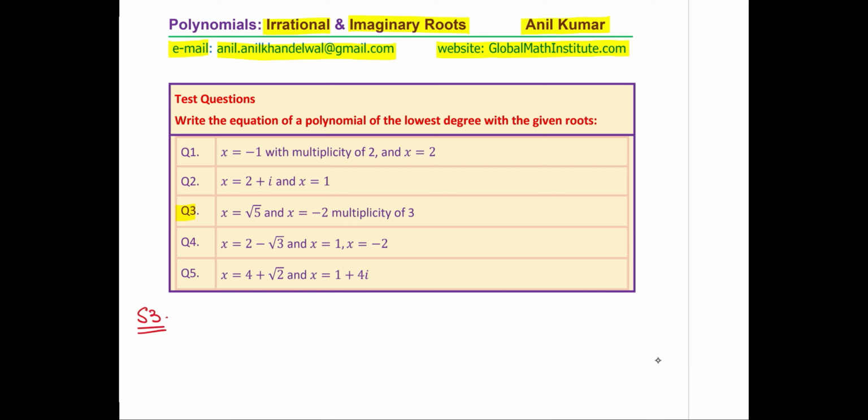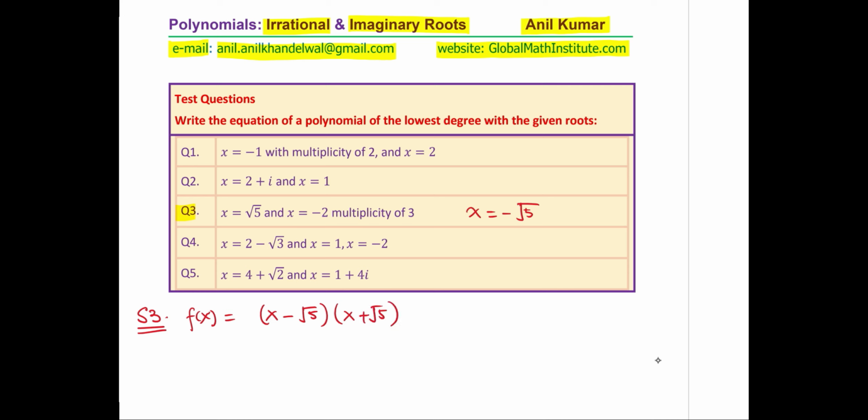We have a factor square root 5. Now, they also will be in conjugate pairs, right? That means x equals minus square root 5 is also a factor. You get the idea. And therefore, for this, we could have a function f of x equal to x minus square root 5 times x plus square root 5.